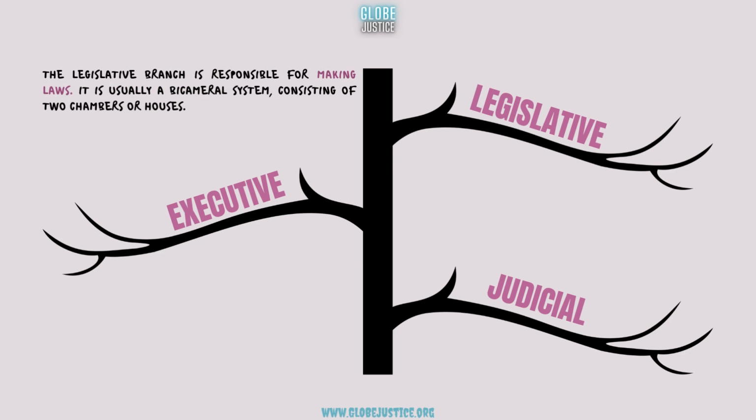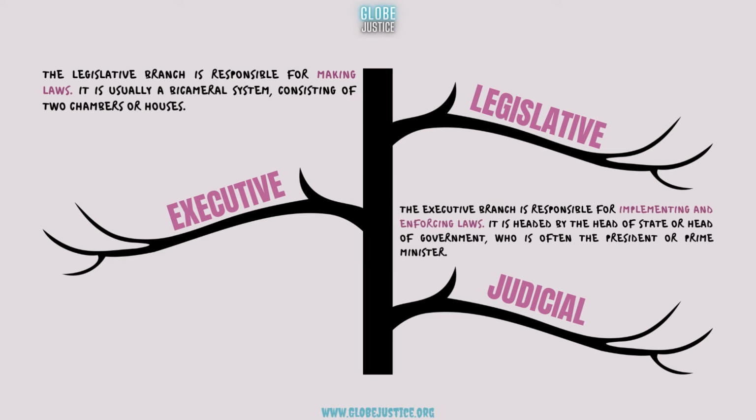The legislative branch is responsible for making laws. It is usually a bicameral system, consisting of 2 chambers or houses. The executive branch is responsible for implementing and enforcing laws. It is headed by the head of state or head of government, who is often the president or prime minister.